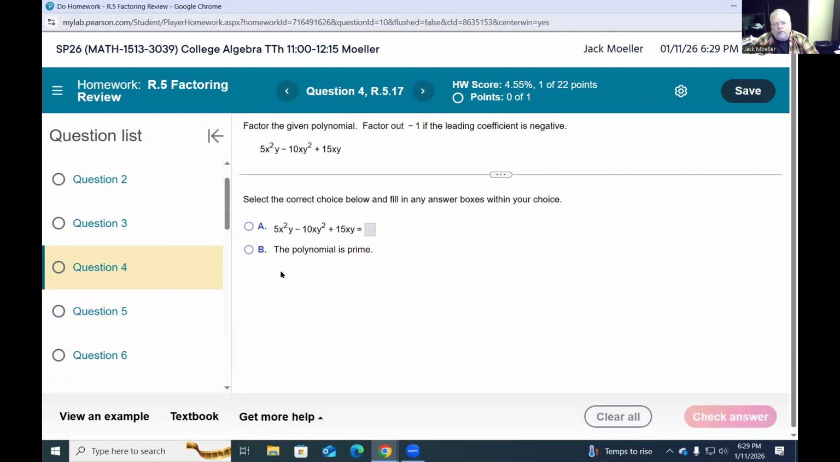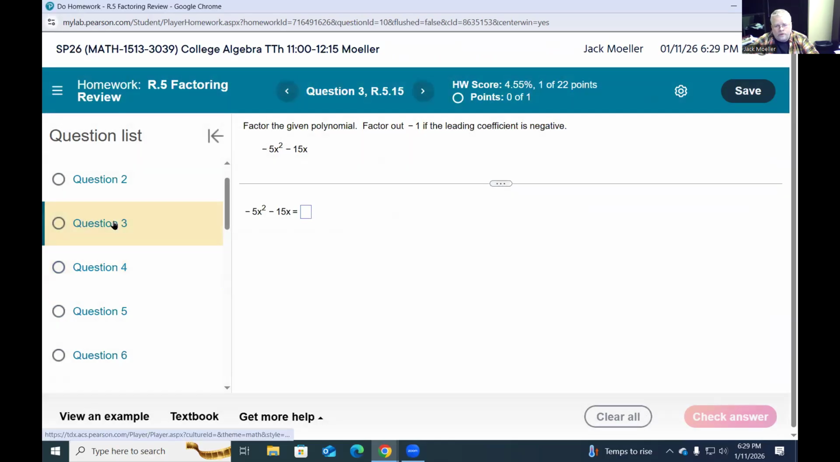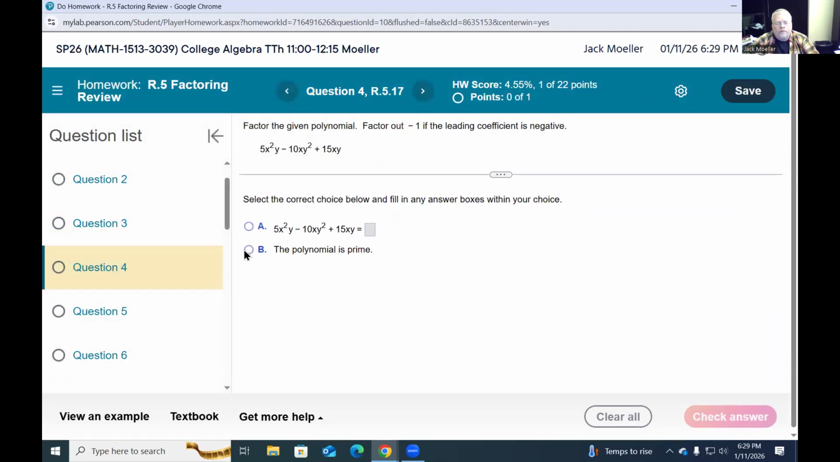By the way, notice that you get an option of A, factor it, and B, it's prime. What does prime mean? Think of it this way. What is a prime number? For example, if I said factor 13, how would you factor 13? Well, you can't because it's prime, because it's just 13 times 1. And so it is possible that polynomials don't factor. There's only one specific type of polynomial that I'm going to talk about as not factoring. So that would be prime.